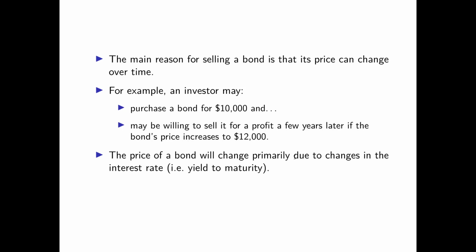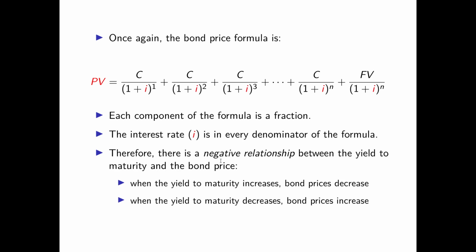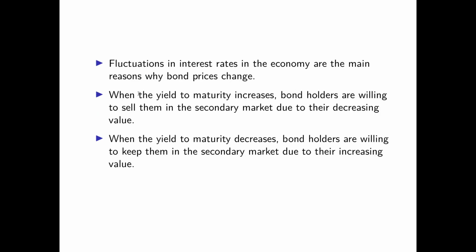The price of a bond will change primarily due to changes in the yield to maturity, like I just said. Once again, this is the formula for the price of a bond, or the present value. The interest rate is the denominator. This is the reason why there is an inverse relationship between the yield to maturity and the price of the bond. So when the yield to maturity goes up, the price goes down. When the yield to maturity goes down, the price goes up. So there's that inverse relationship or negative relationship between the price and the yield to maturity.